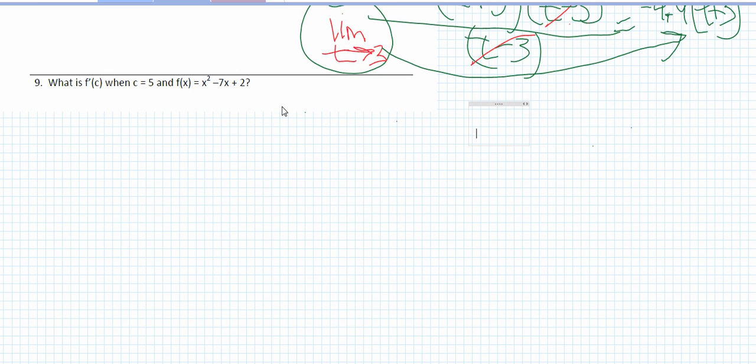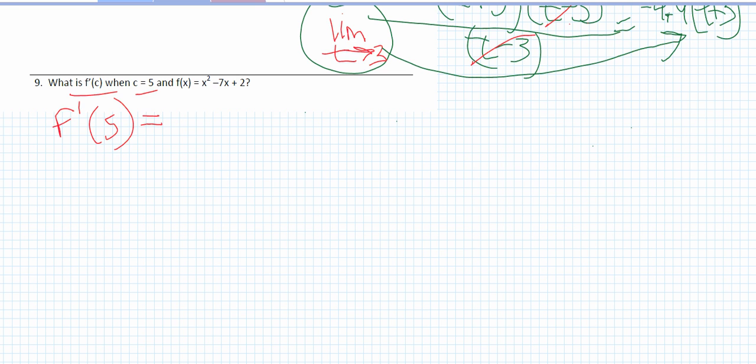Alright, so in this problem, they want you to find the derivative of c, f prime of c, when the c value is equal to 5. So we'll just set this one up. I'll let you solve this one, but just want to make sure that we understand the notation. So what they're asking us to find is the derivative evaluated at 5. Whether it's 5 seconds or 5 meters, we're not really sure, but it's not too important.